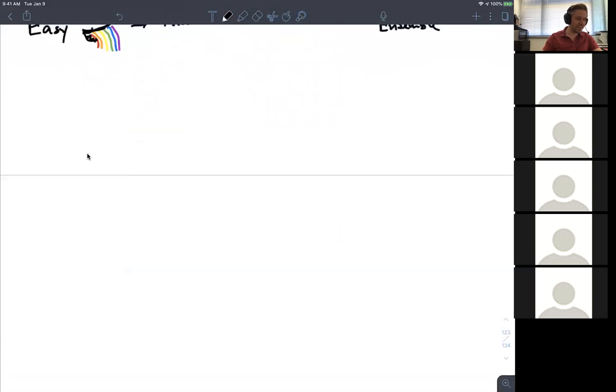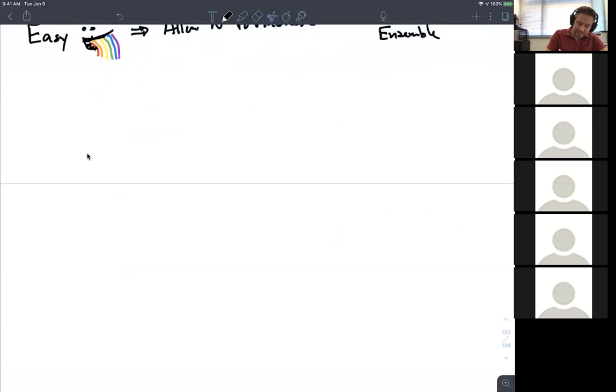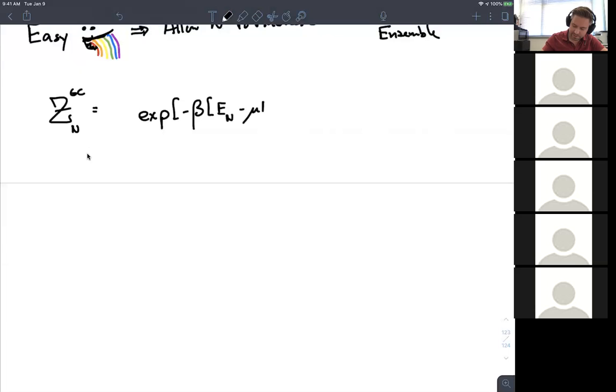Okay, so let's do it. All right, so our partition function, Z, I'm going to call this Z sub n GC, GC reminding you that it is in the grand canonical ensemble. So this is equal to the exponent of minus beta, let's say E sub n minus mu n sub n, and then we sum over all possible values of n.